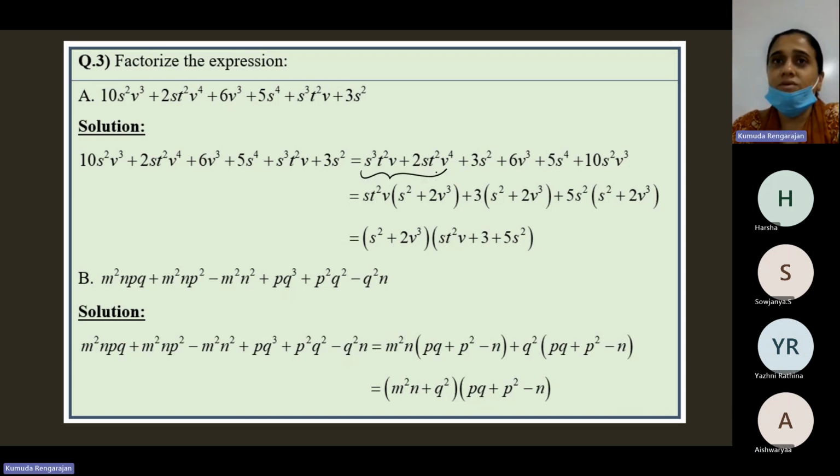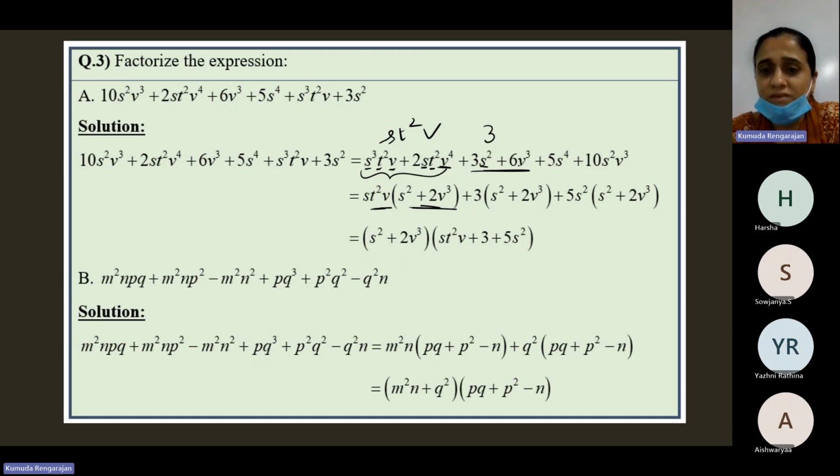So here, children, again, HCF. What's your HCF? S and S cube. So S T square, T square, T square, V and V to the power 4. So V S T square, V S T square V. And you understand how to get these terms. And then here, the HCF of 3 and 6 is 3, S square and V cubed. 3, only 3. And between the last two terms, 5 and 10, HCF is 5. S to the power 4, S square, least power, S square. So 5S square.